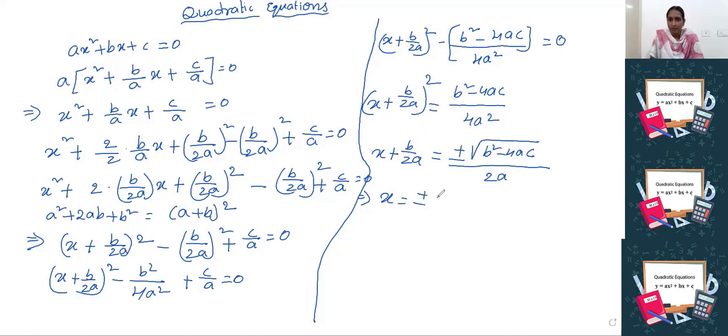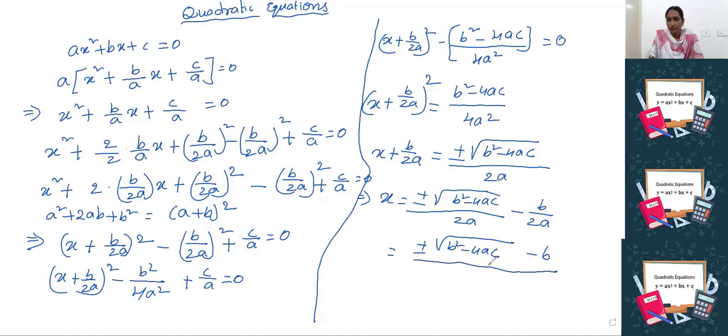So plus or minus square root of b square minus 4ac by 2a minus b by 2a. So we will get plus or minus square root of b square minus 4ac minus b by 2a. This we can write as minus b plus or minus square root of b square minus 4ac by 2a. What is the value now? LHS x. So x equal to minus b plus or minus square root of b square minus 4ac by 2a.